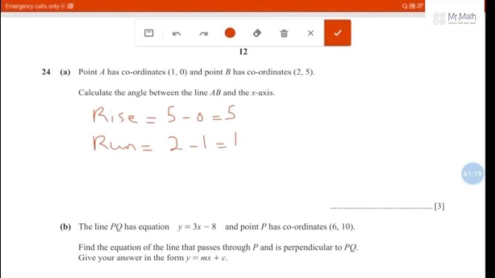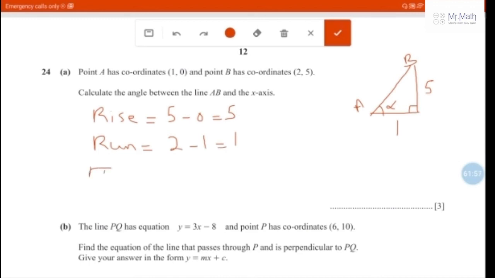So to represent what I just wrote on a diagram, this is the run, which is equal to 1, and this is the rise, which is equal to 5. And I will connect these two lines. This is 90 degrees, and this is my angle, let me call it alpha. So to find the angle alpha between the line AB and the x-axis, let's say this is A and this is B. I'm going to use the tangent rule.